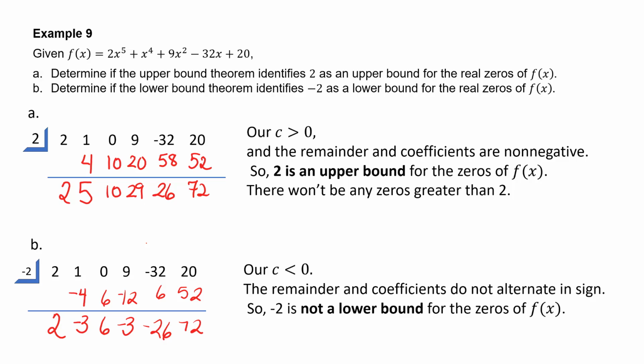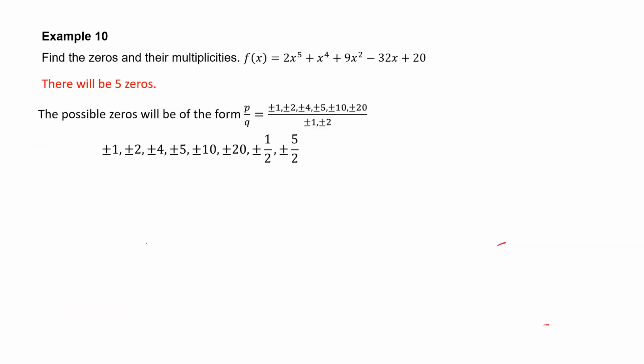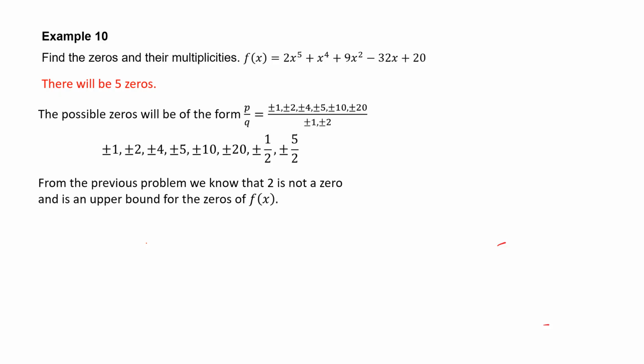So we don't know what the lower bound is. So anything is fair game down there, but we know -2 is not a 0 anyway. We don't have to worry about that. But we know we don't need any of the numbers that are bigger than 2. So looking at that previous problem, we know that 2 is not a 0, and it is the upper bound for the zeros of f of x.